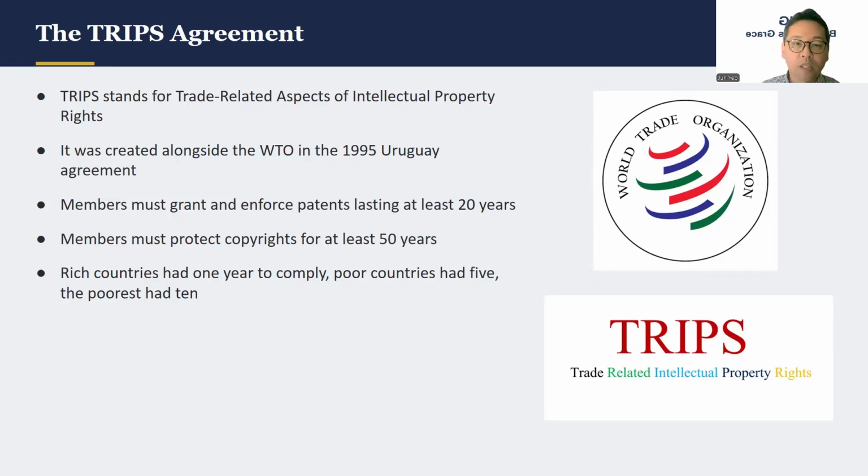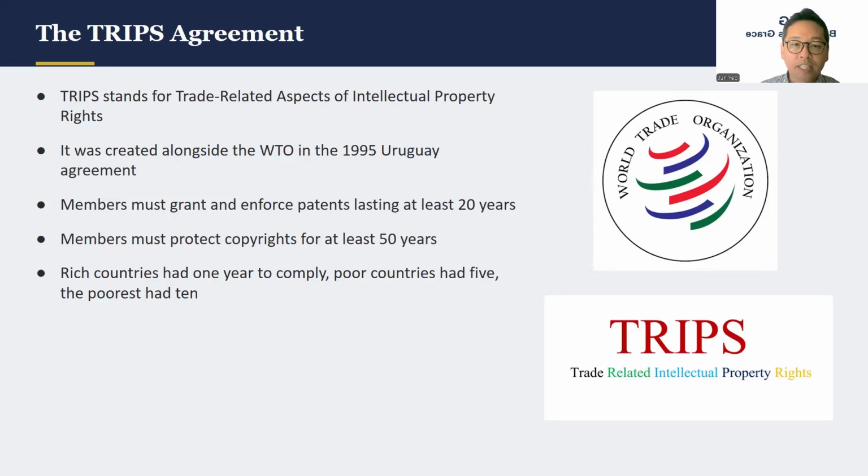Poor countries were given 5 years. The very poorest countries were given 10 years. This staggered approach recognized that weaker economies needed more time to build up their legal systems.